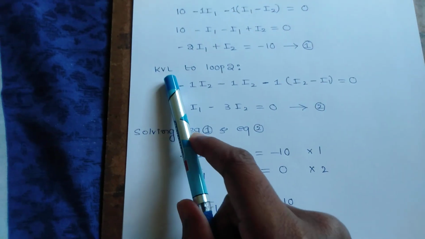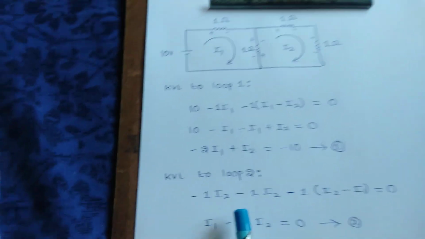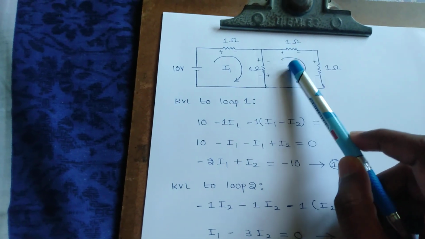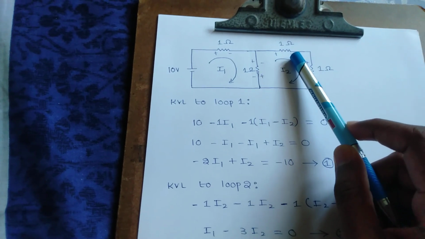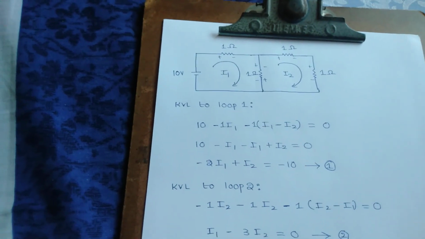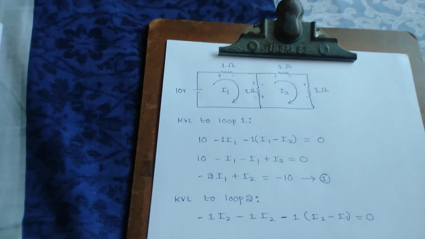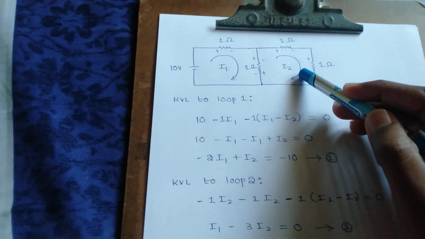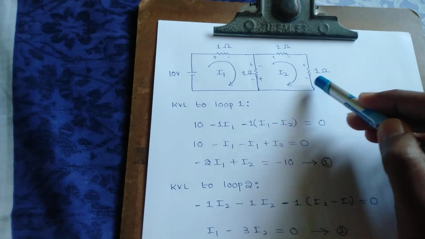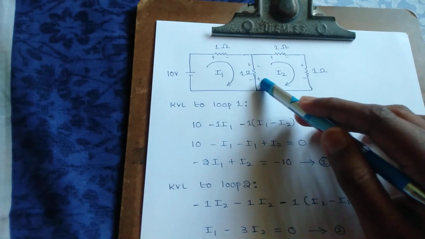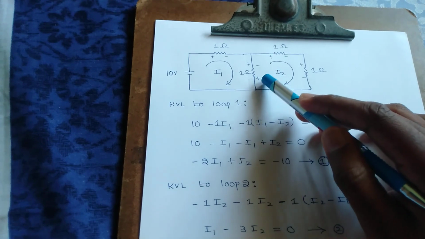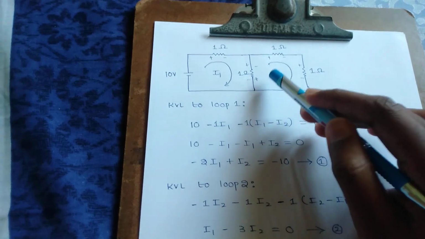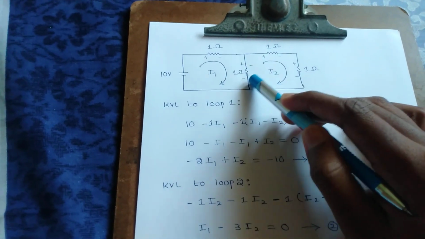Next is applying KVL to loop 2. In this loop I am taking I2 as the current flowing and I am applying it by considering current leaving terminal. So minus 1 times I2, minus 1 times I2, minus 1 times, what is the current flowing through this resistor now? This is I2 and this is I1, right? So they are in opposite directions. So I2 minus I1 is the current flowing through this resistance.